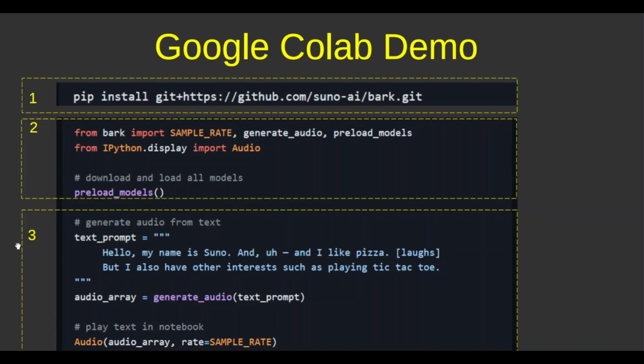Here we have three simple steps. First, we do a pip install of the GitHub repo. Then we import the Bark library, and from there we import the sample rate, generate audio, and preload models. And from the IPython display library, we import audio, and then we preload the models. And the third step, we prepare the text prompt, we generate the audio, and finally we sample the generated audio to play the text in the notebook.